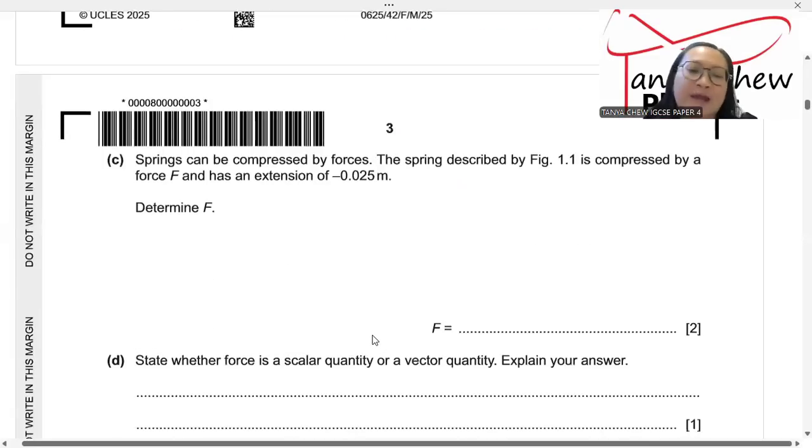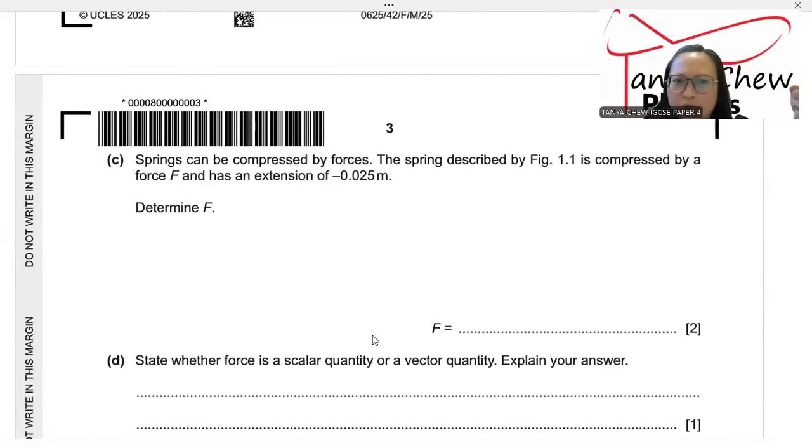Now, springs can be compressed by forces. Compression and stretching forces are acting in two different directions. Stretching, you pull out; compress, you push in. You look at my hands, right? Push, pull. So these are directions, and directions you have to indicate by the symbol of positive and negative. The spring described in Fig 1.1 is compressed by force F and has an extension of negative 0.025 meter.